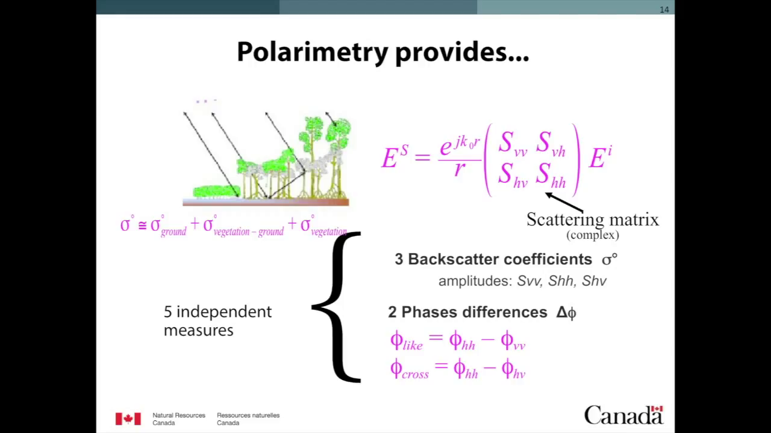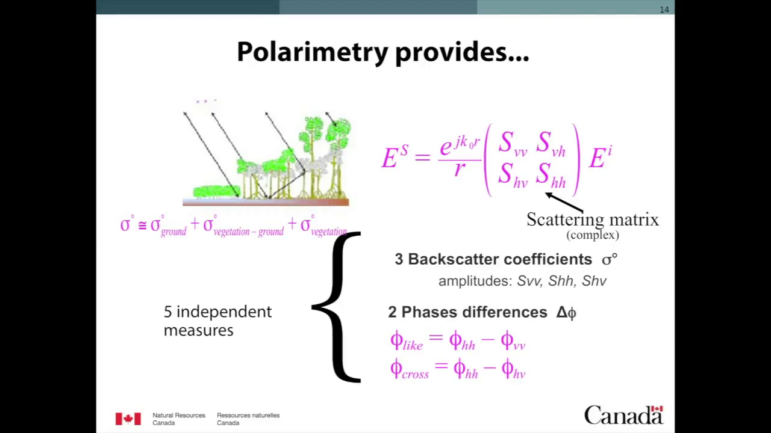But you've now also got the 2 phase differences between the like pole and the cross pole. The like polarization phase difference and the cross polarization phase difference. So now you've got 5 independent measures instead of 1. And of course, if you're doing multivariate analysis, you're a lot farther along in the game. In particular, some targets saturate in magnitude, but the phase response will still vary. And so you can get more information longer using the polarimetric mode.